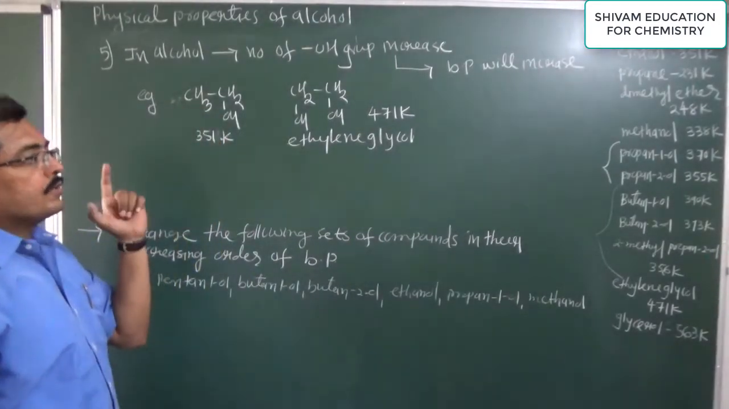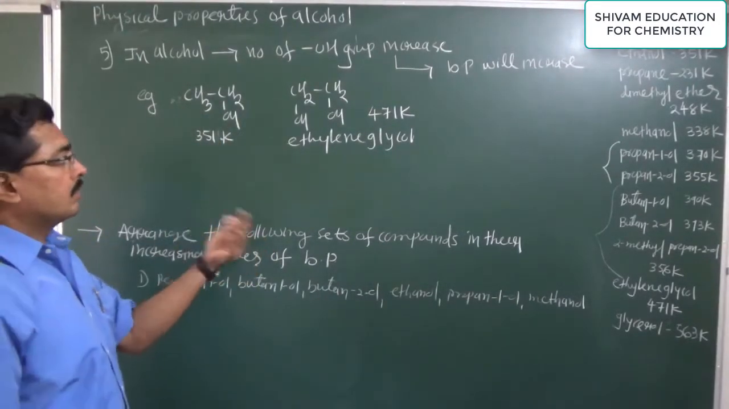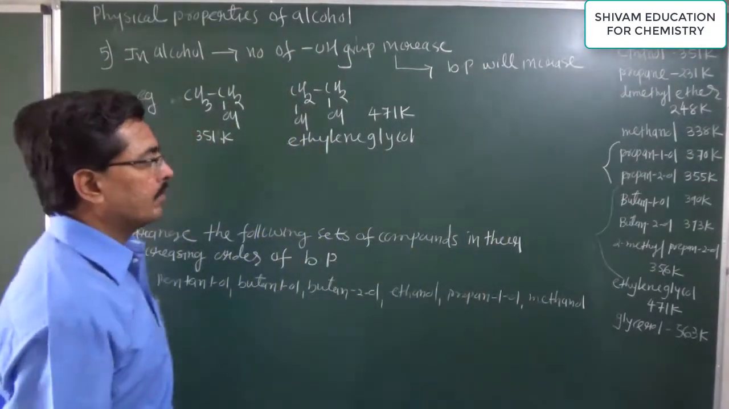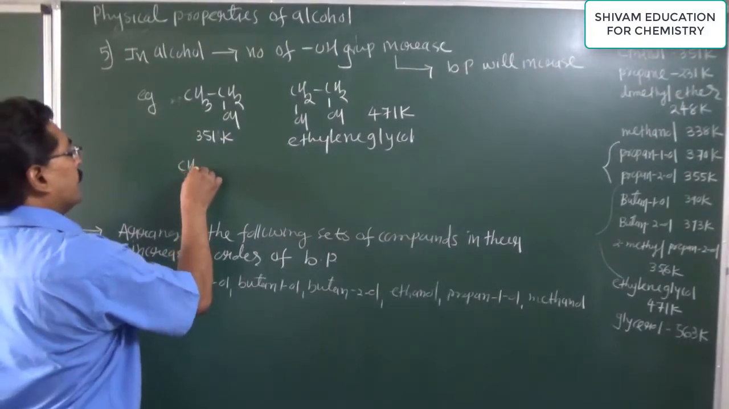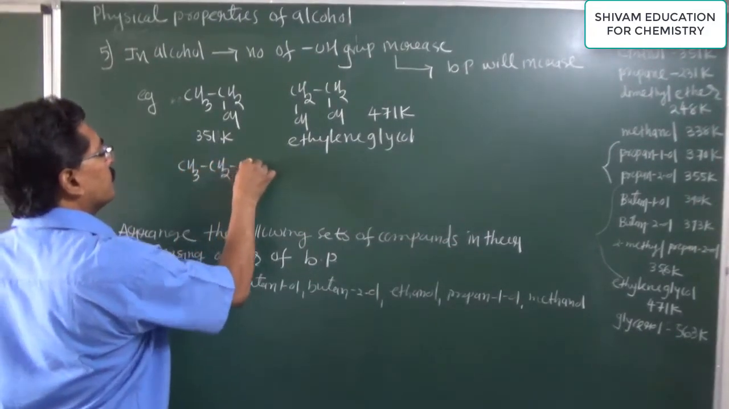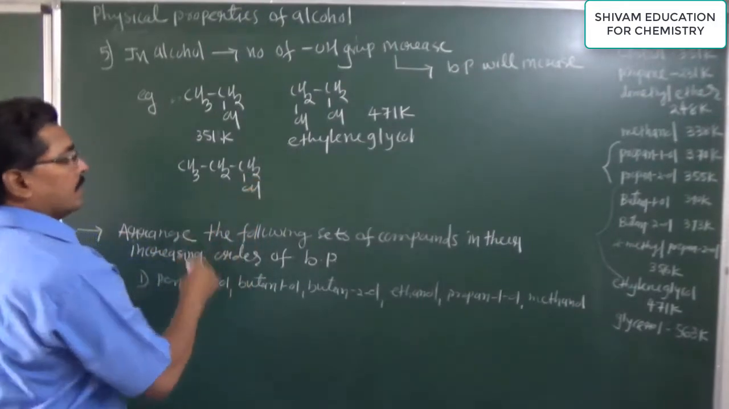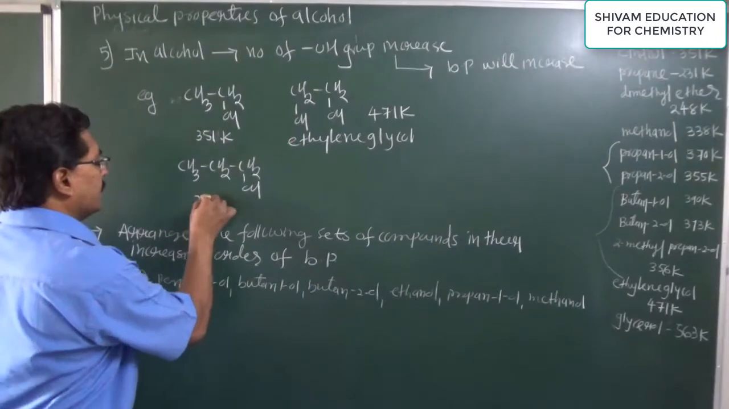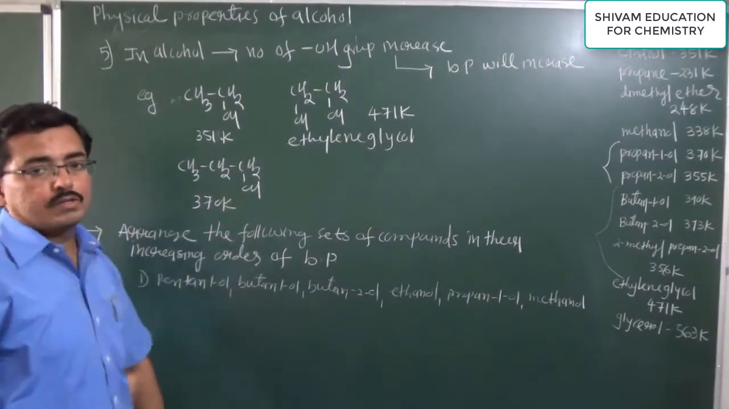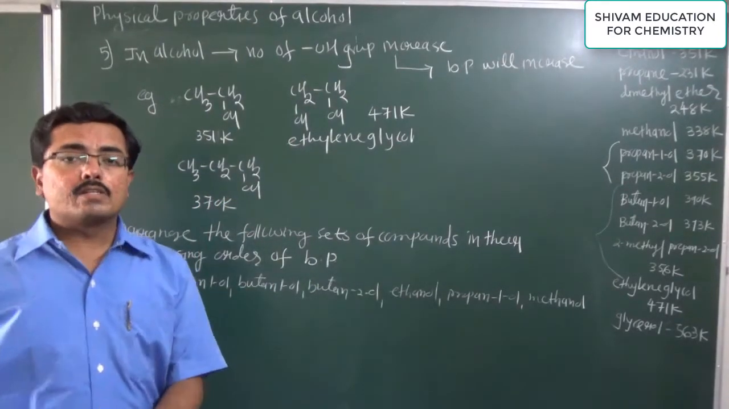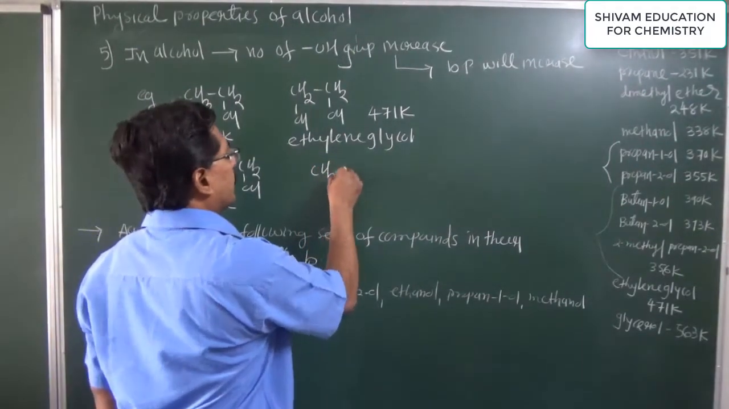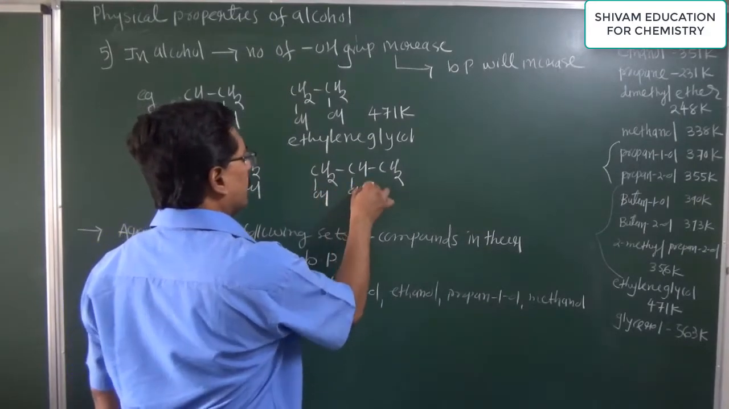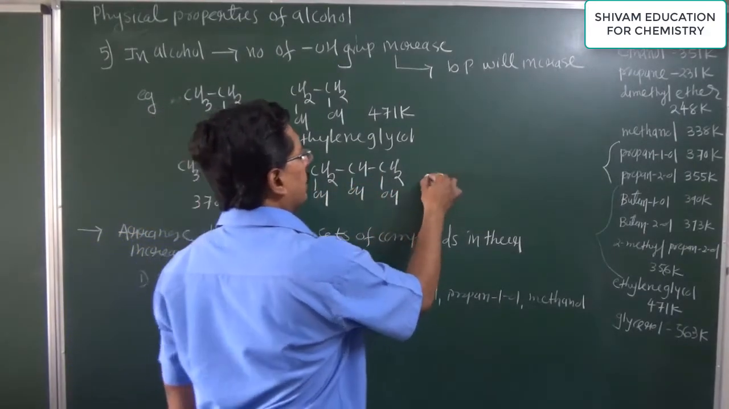Now same comparison you can give with propanol, or suppose I will take third example, propan-1,2,3-triol and propan-1-ol. I have taken propan-1-ol, CH3CH2CH2OH. Now already written that propan-1-ol having a boiling point 370 Kelvin, only one hydroxyl group. Now I will take glycerol. Glycerol is nothing but propan-1,2,3-triol.